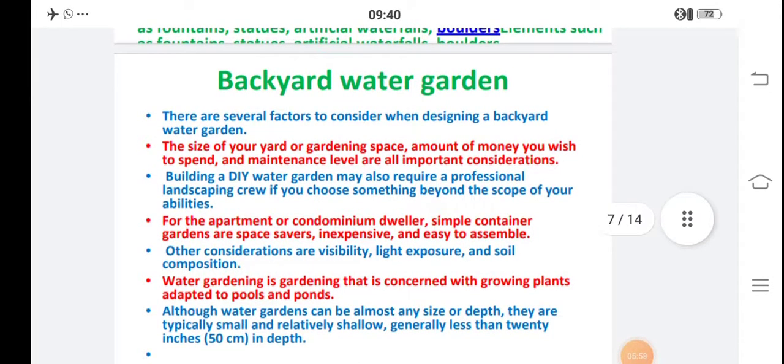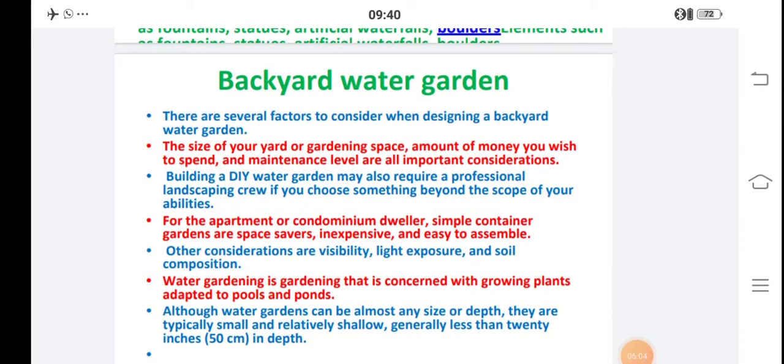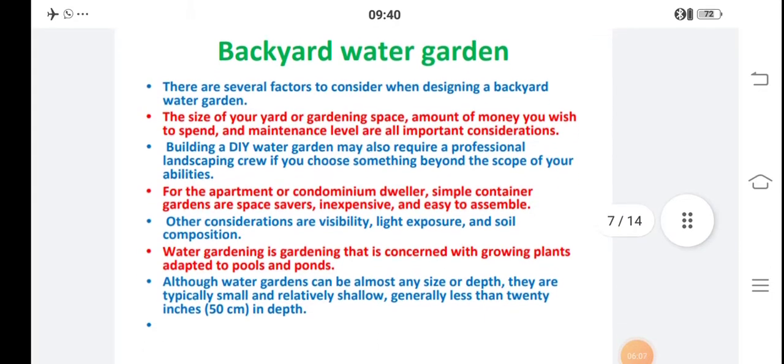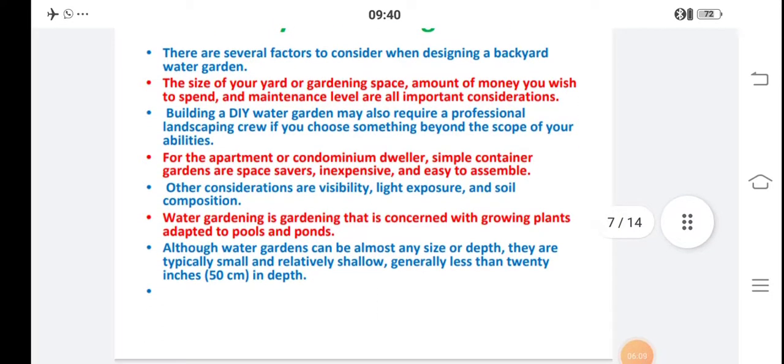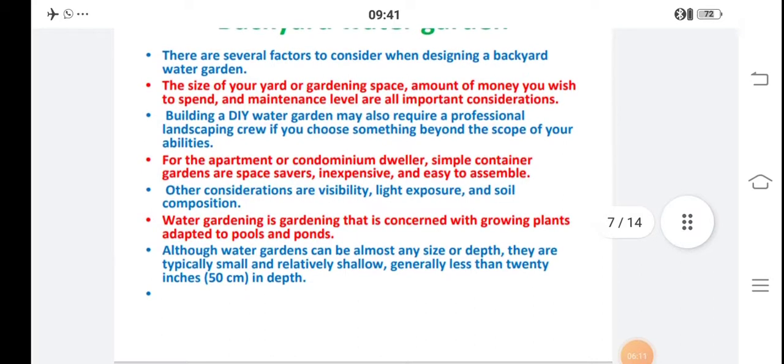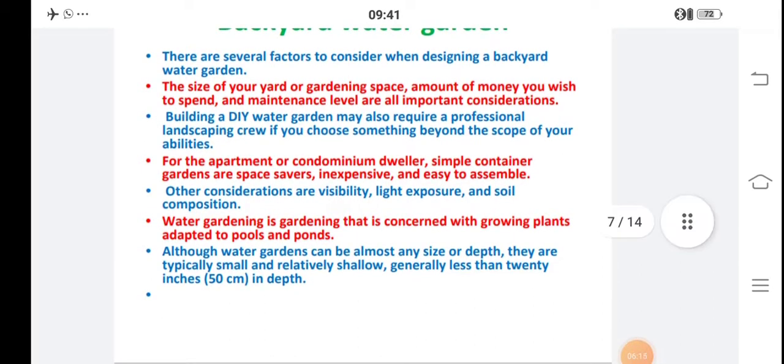Backyard means the size of the garden is as per the space here. Generally it is maintained in a specific area. Generally these are private gardens. So we also have to maintain certain apartments, then containers, then space.